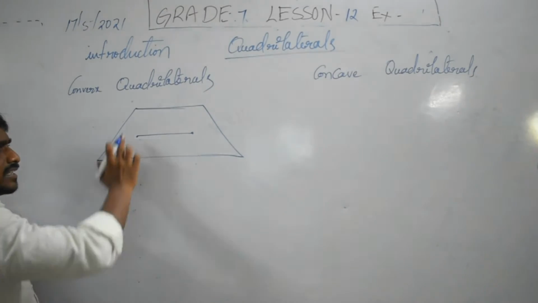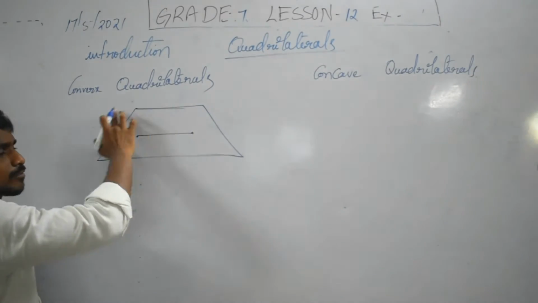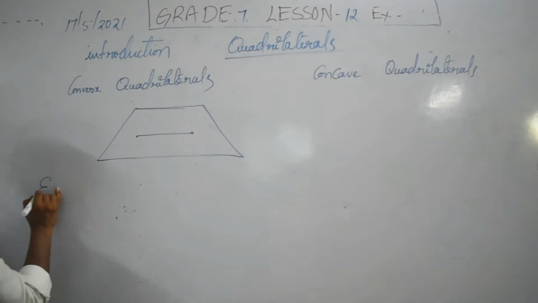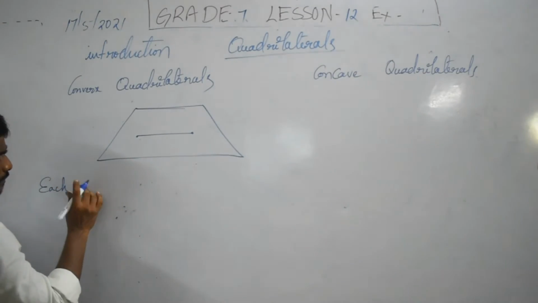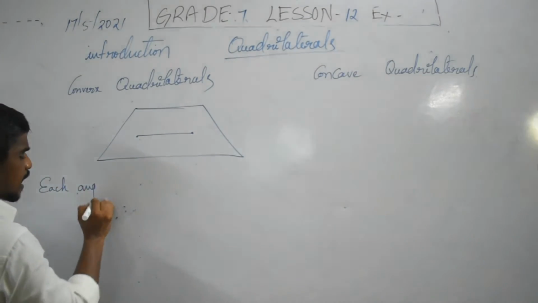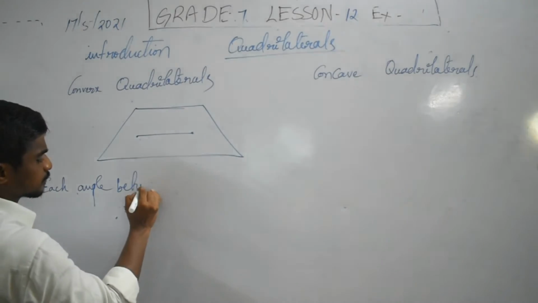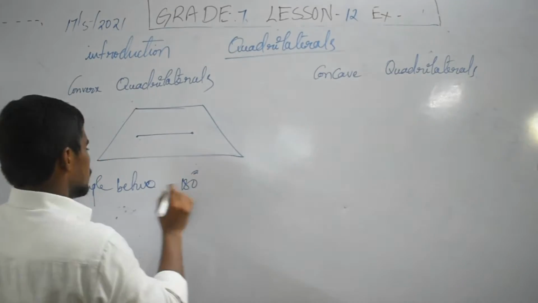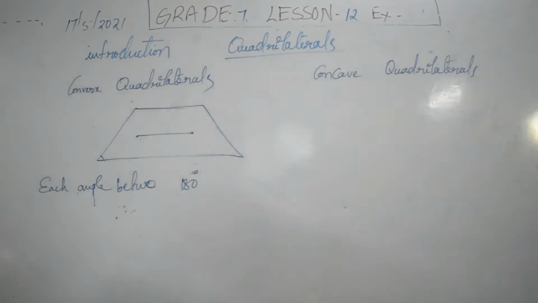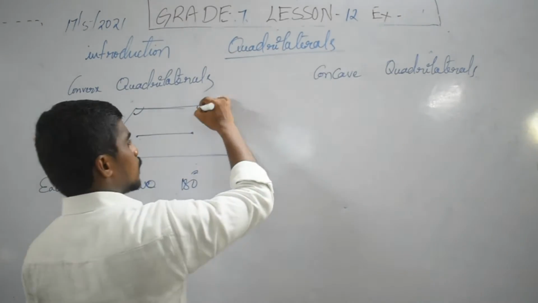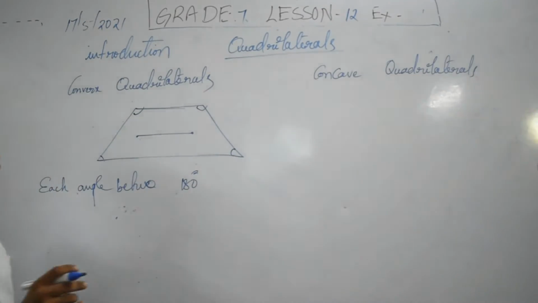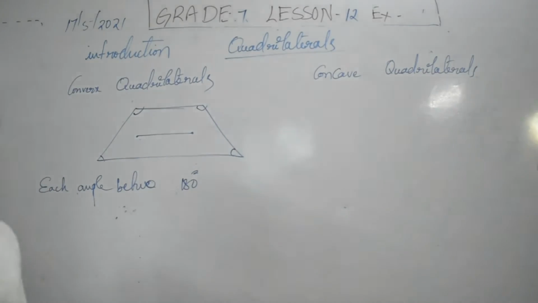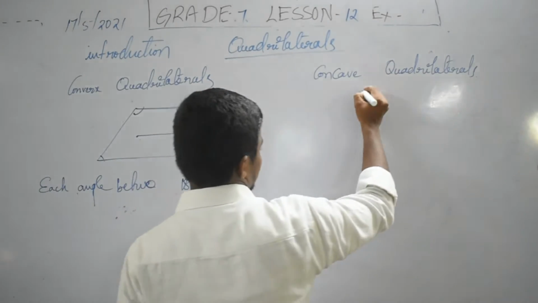See this one, each angle of the quadrilateral is below 180 degrees. Each angle below 180 degrees. So here 180 degrees below, here 180 degrees below, 180 degrees below, 180 degrees below. This is a convex quadrilateral. Now this one, see.